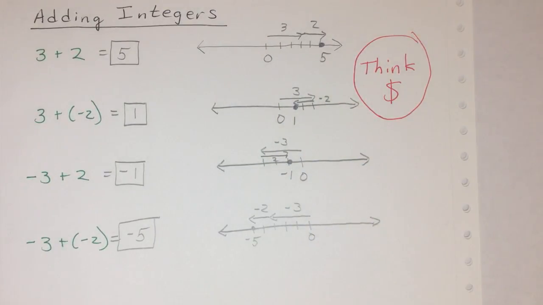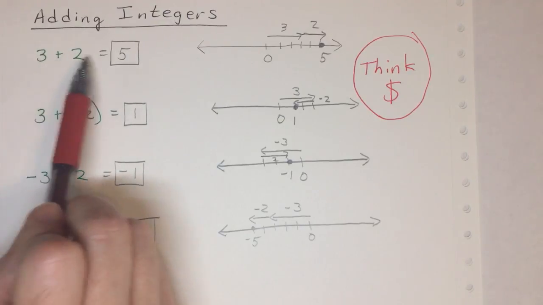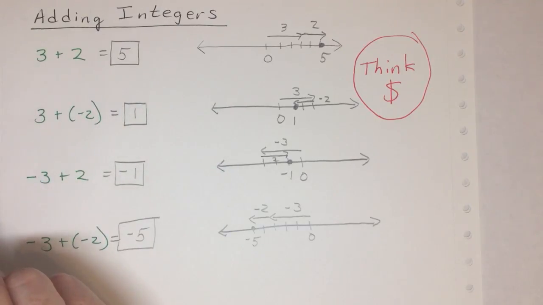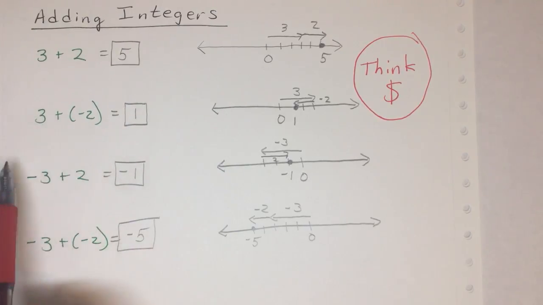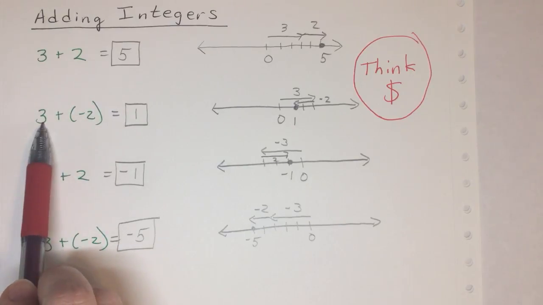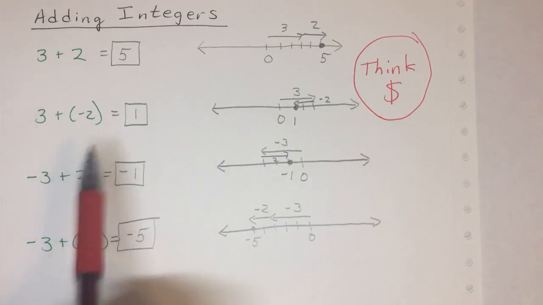What I'm going to encourage you to do at this point with addition is to think about money. Positives is money you have, negatives is money you owe. So 3 plus 2. I have $3, I have $2. What's my situation? Well, I have $5 that I can spend. 3 plus negative 2. I have $3, I owe $2. Well, if I have 3 and I owe 2, I can use those $2 to help pay off part of what I owe. Or I use the $3 to help pay off, and I end up still having $1 left.